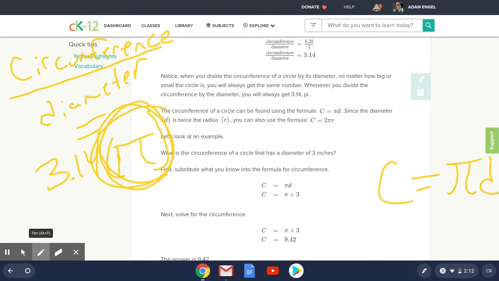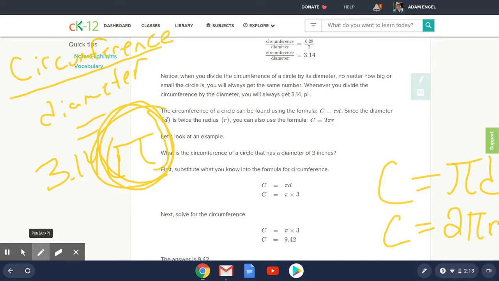Since the diameter is twice the radius, we can also use this formula: C equals 2 times pi and our radius. So we need to figure out what the circumference of a circle is if the diameter is 6 inches. So we know we're using a diameter, right? Or it's 3 inches. So we know that we do not have to multiply it by 2. So what is 3 times pi?